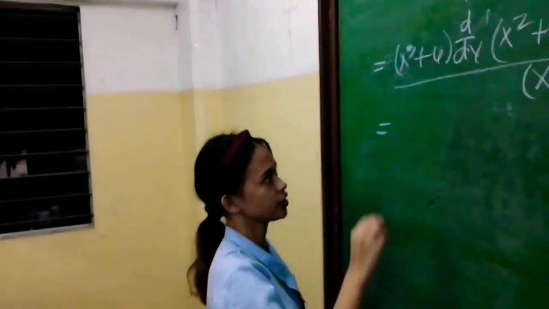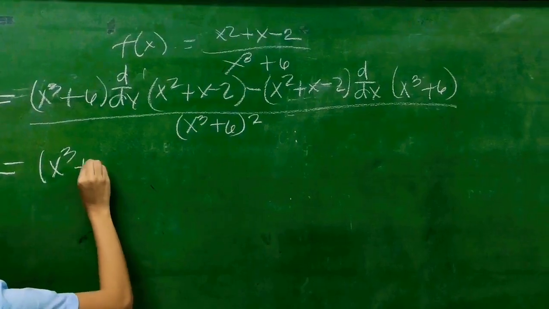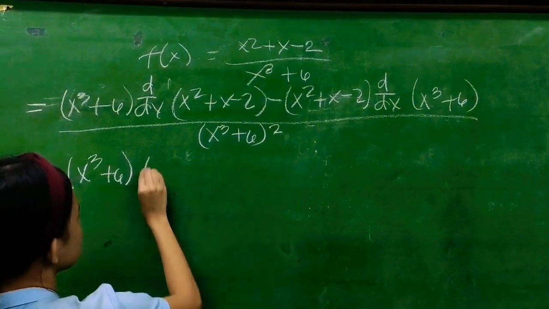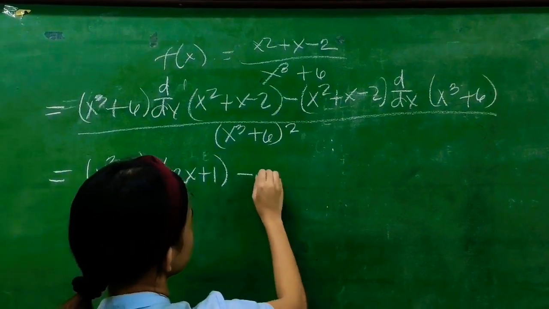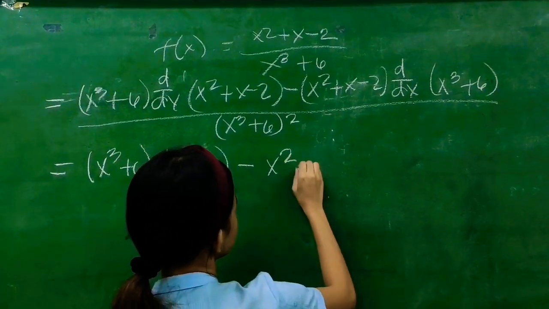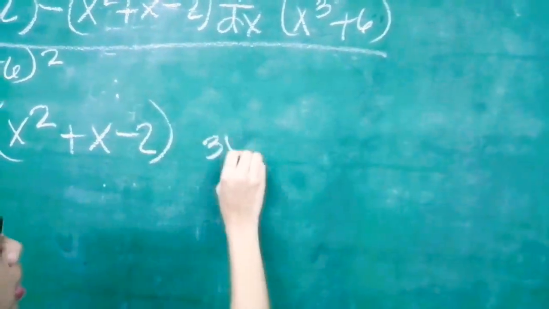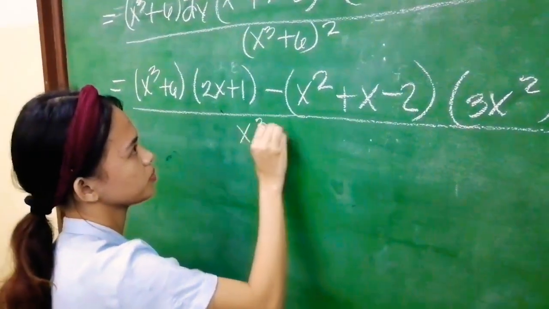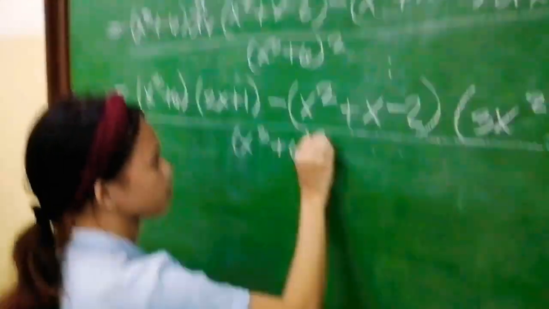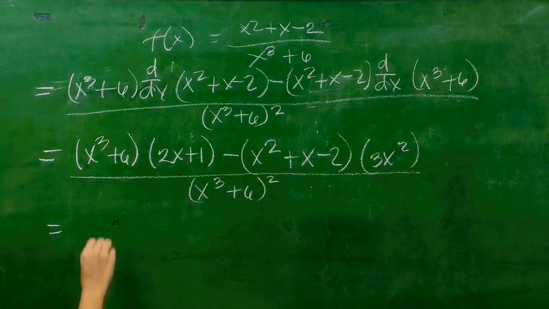Next, we will solve for the derivatives. x cubed plus 6 times 2x plus 1, minus x squared plus x minus 2 times 3x squared, over x cubed plus 6 squared. Next, we will distribute this and this.